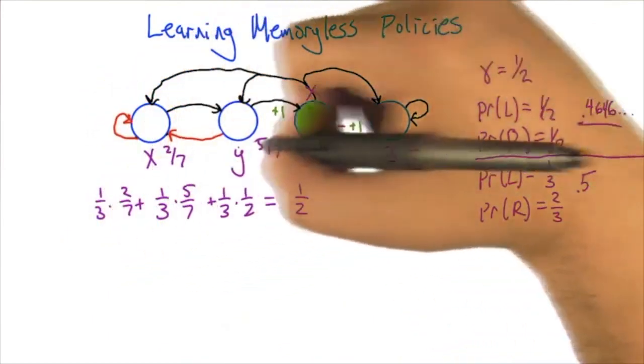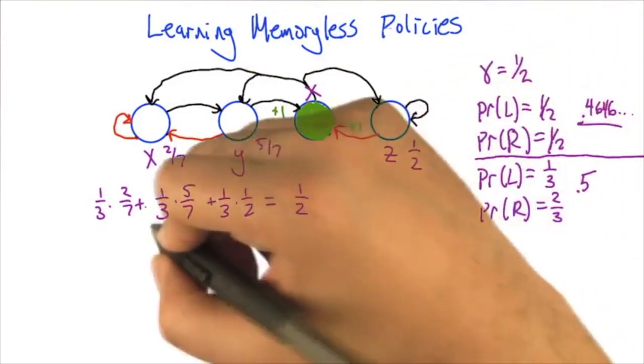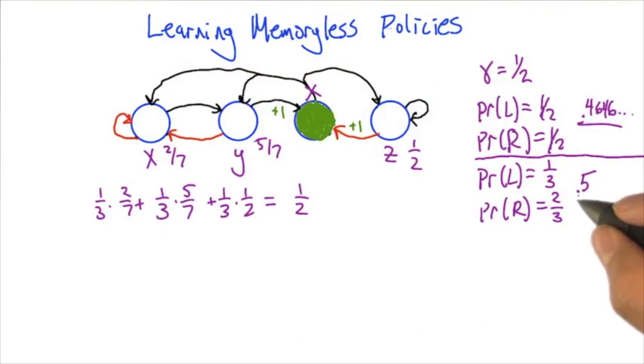And so when we average these 3 values out, we actually get 1/2, which is a little surprising to me that the 7s kind of cancel out. But 1/2 is bigger than 0.464646, so we actually have a better policy. Right, and coincidentally, it does give us 50-50.